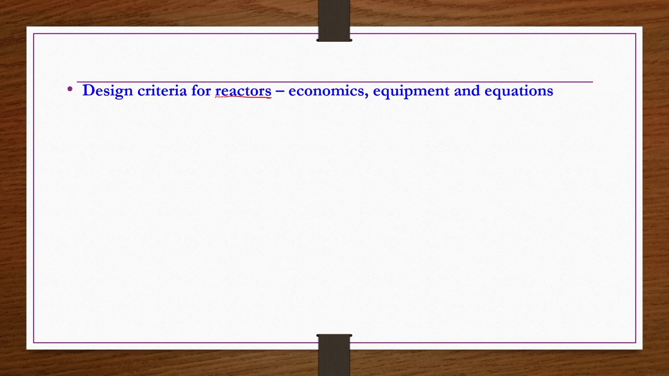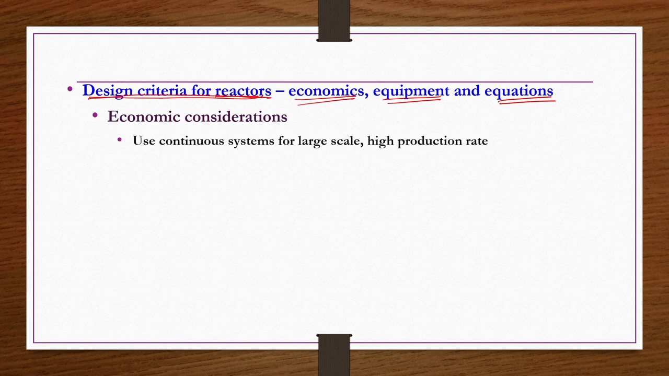Okay. Now, next what do we see? Design criteria for reactors. If you want to understand the design criteria for reactors, you need to know something about the economics, something about equipment, what kind of equipment you should use for such reactors, and then something about equations. Okay. So economic considerations are very much essential. Why are they essential? If you want to decide whether to use a continuous or a batch reactor, you have to decide based on economic consideration, because one reaction may be carried out in either a continuous or a batch reactor. But if it is profitable to do it in a batch reactor, then you have to go for a batch reactor. Such economic considerations should be taken when you define design criteria for the reactors, right?